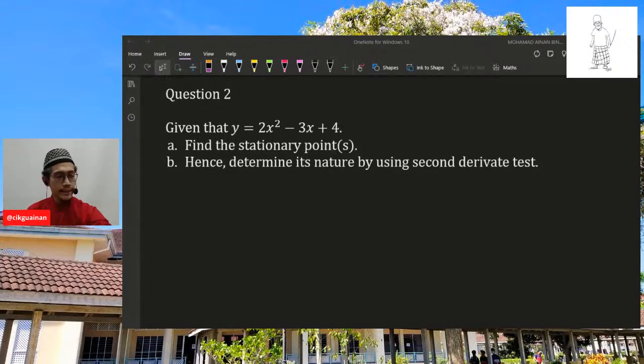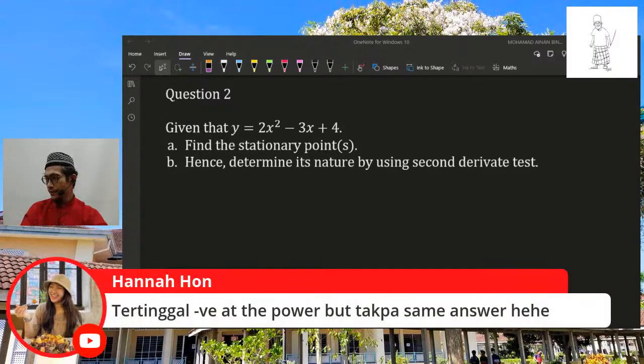Now, let's go to the negative at the power. Same answer.